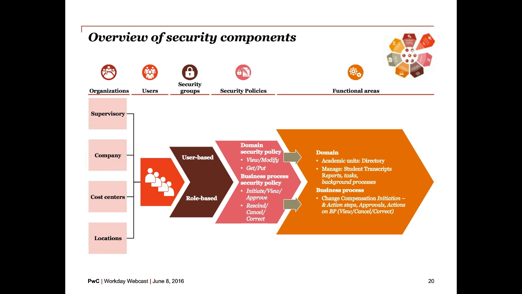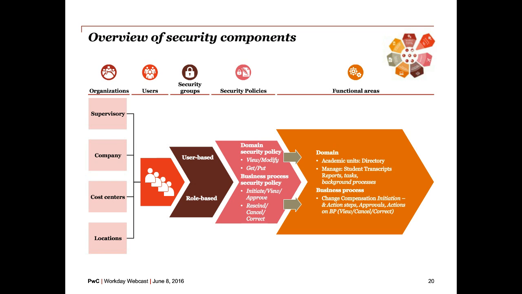The security groups can also further be then related to domain security policies or business process policies. Domain security policies really define which security groups can view or modify what data within each one of the domains. Business process policies define which security groups can take action within a business process. And security groups we just talked about really represent a group of users who will perform actions or share similar duties.